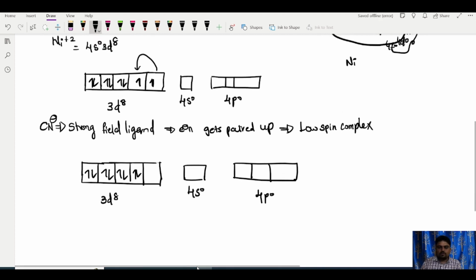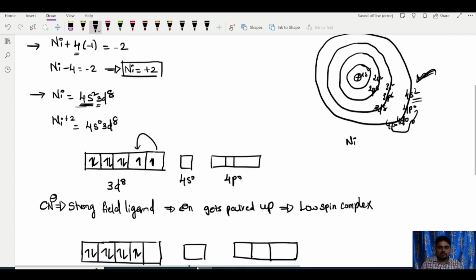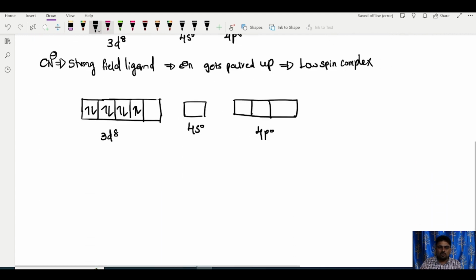So now what happens? Which is the ligand here? Cyanide is the ligand. We have studied in coordination compounds that cyanide is a Lewis base, so it will donate a lone pair into the empty orbitals. There are the 4 cyanides.